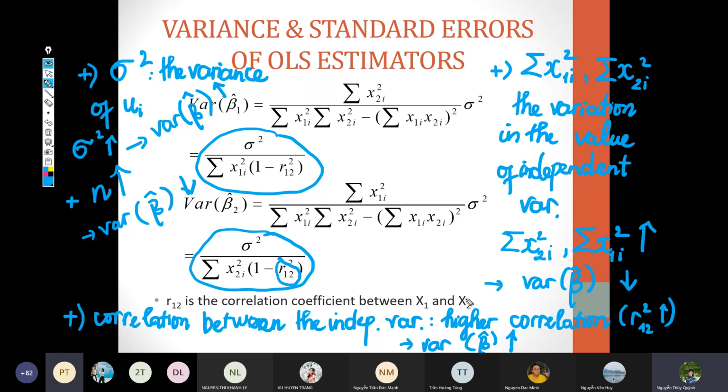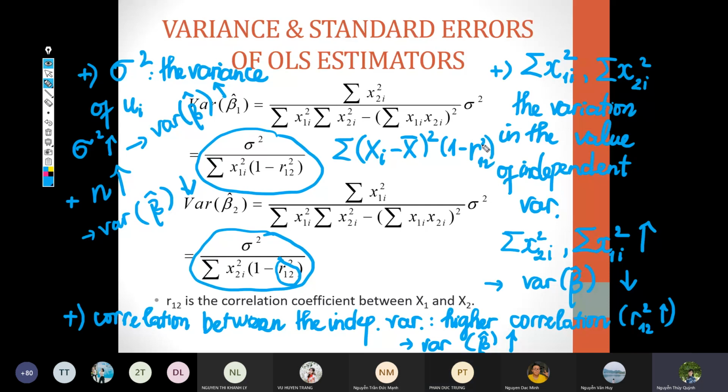Cô cho em hỏi là ở cái mẫu ấy ạ, nó là tổng của tích hay là tổng của cái variation rồi nhân với cái kia? Tổng của variation. No, this is not the variation. This is just the sum of observed value of x minus the sample mean square, and multiply by 1 minus R12 square.